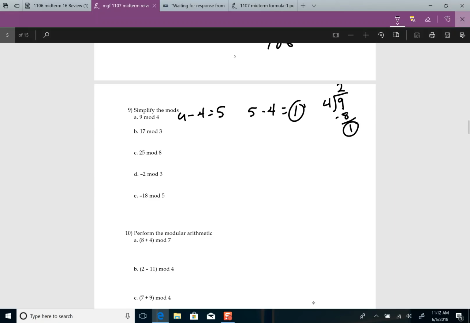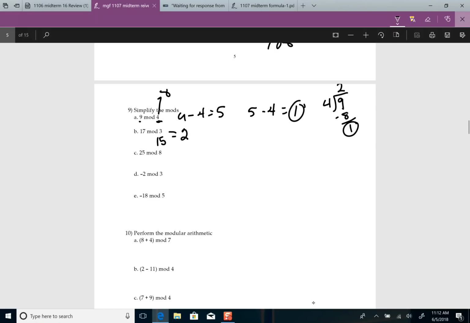So that's what's important. You can also think about what's a multiple of the number that's close to the number I gave you. So like with 4, I think, oh, a number close to 9 that's a multiple of 4 is 8, and 9 minus 8 is 1. I say that because when I get to the next one, I'm looking at 17, and I'm thinking, what's a multiple of 3 close to 17? It's 15. 17 minus 15 is 2.